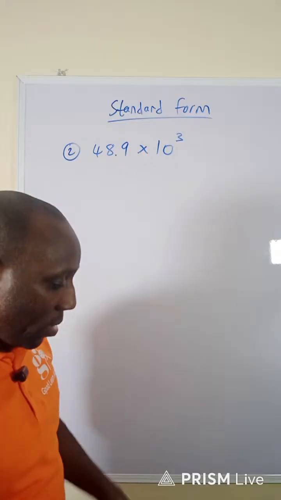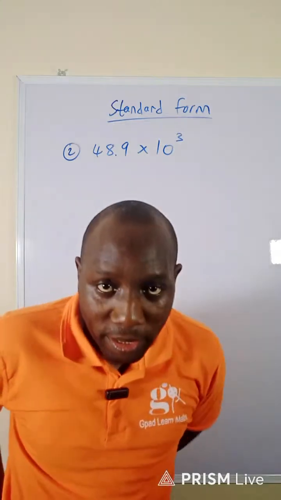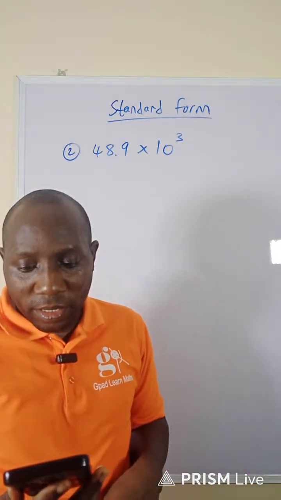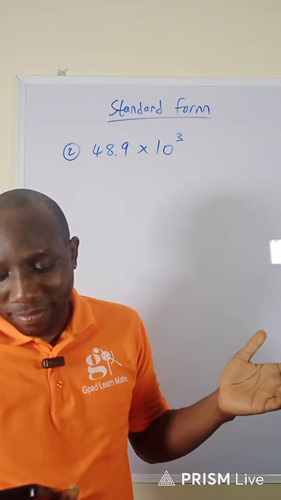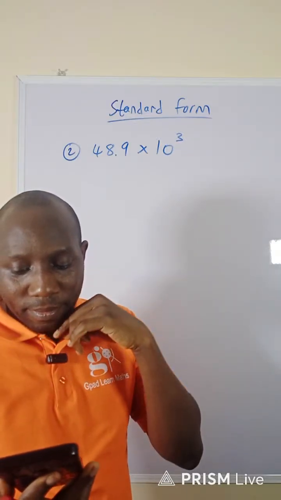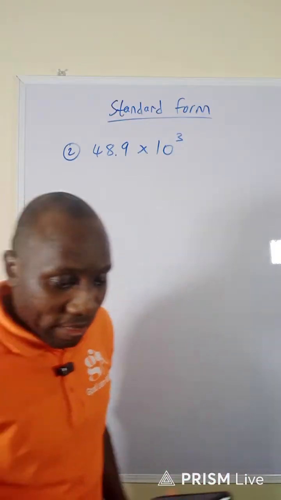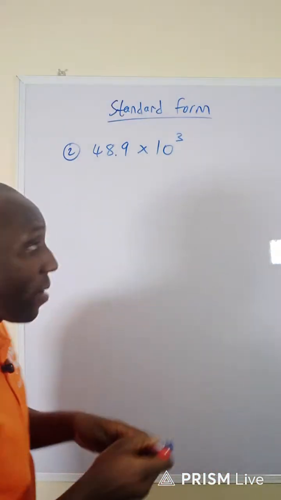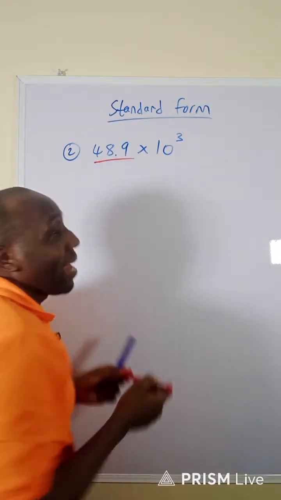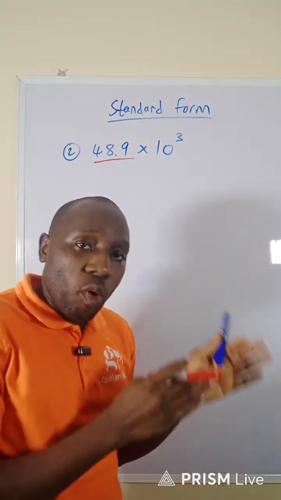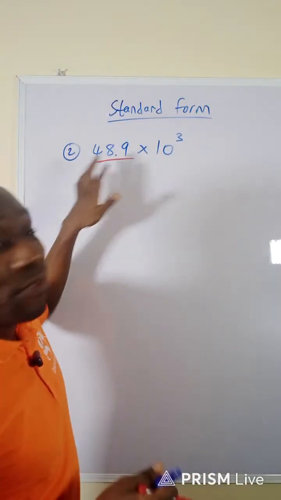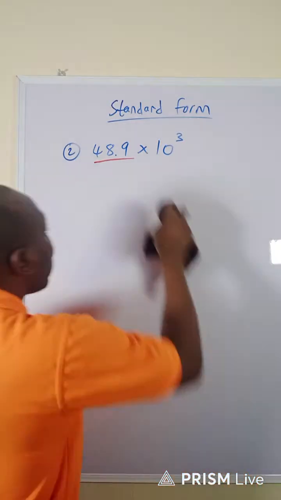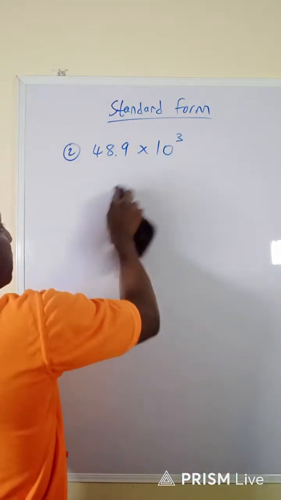Who wants to tell us why this number is not in standard form? Okay, since nobody's saying anything, let me just quickly tell you. The reason this is not in standard form is that this number right here is more than 10, and I said it has to be between 1 and 10. This is 48, so it's not in standard form. But we want to write it as an ordinary number.